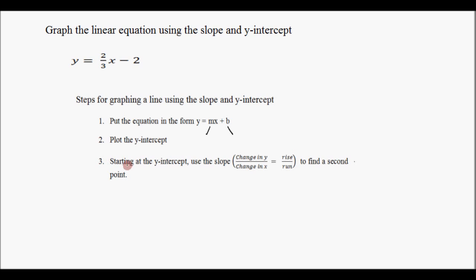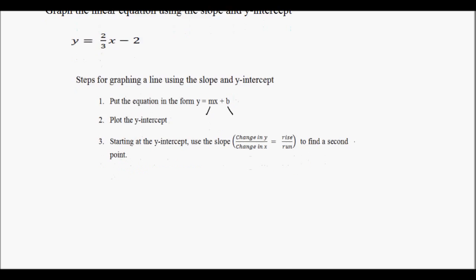And then we're going to get a second point by starting at the y-intercept. Use the fact that the slope is the change in y over the change in x, the rise over the run. We use that to find our second point. So let's take a look at this down here and show you how it looks. You don't have to put it on graph paper, but it's easier to explain it that way, and you might want to do that just to be extra careful.